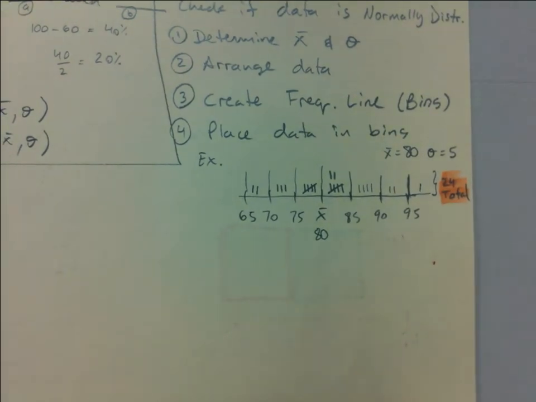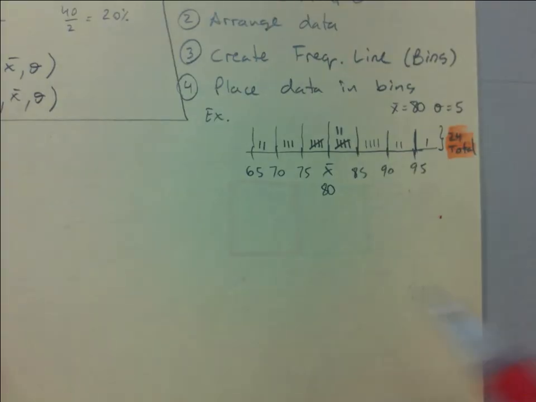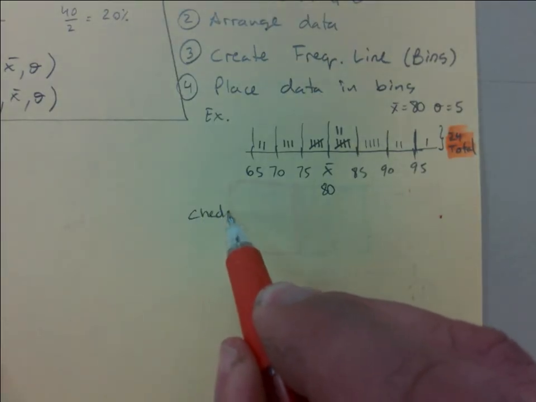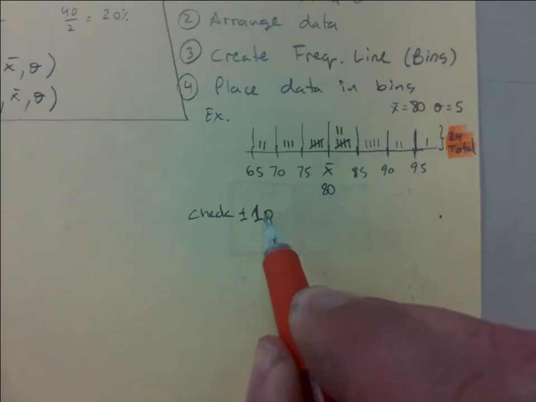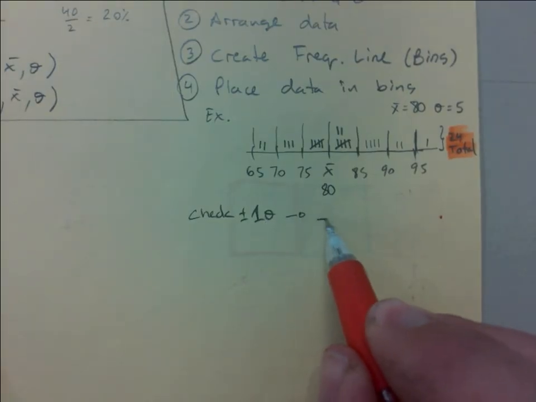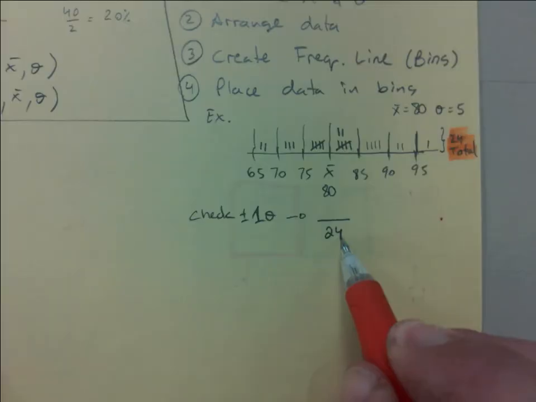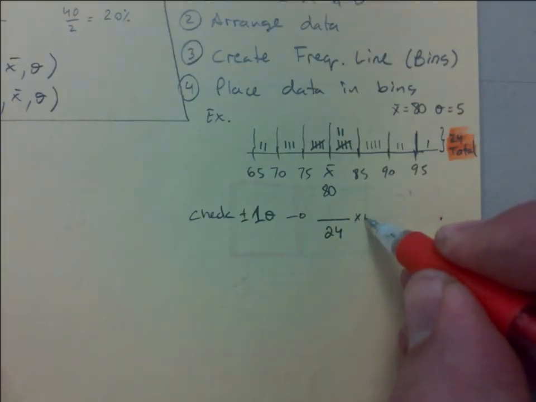Okay, once you figure out how many values we are considering, I will not give you more than 50. I promise I'll keep it 50 or less. Let's say it's 24. Then you check plus or minus 1 standard deviation. You want to compare it to 24. Okay, and then you multiply it by 100.